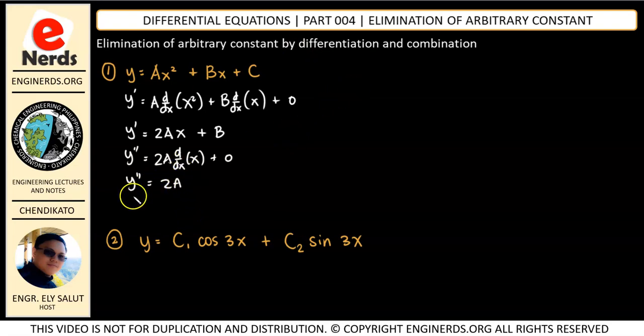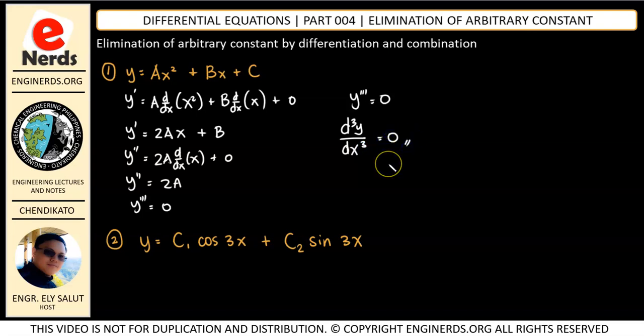So if you're going to differentiate again itong ating y double prime, we will have y triple prime, which is equal to, then we have a constant 2a here. So if we differentiate a constant, this will be equal to 0. So in here, we are able to eliminate our arbitrary constant, and it is equal to 0. So our y triple prime is equal to 0, or d cube y over dx cube is equal to 0.